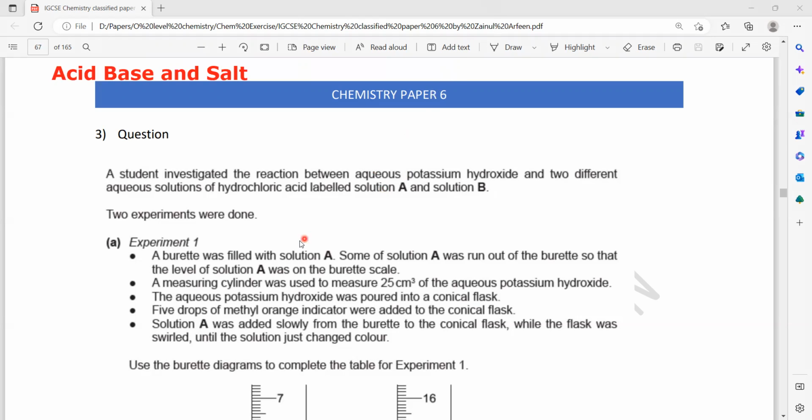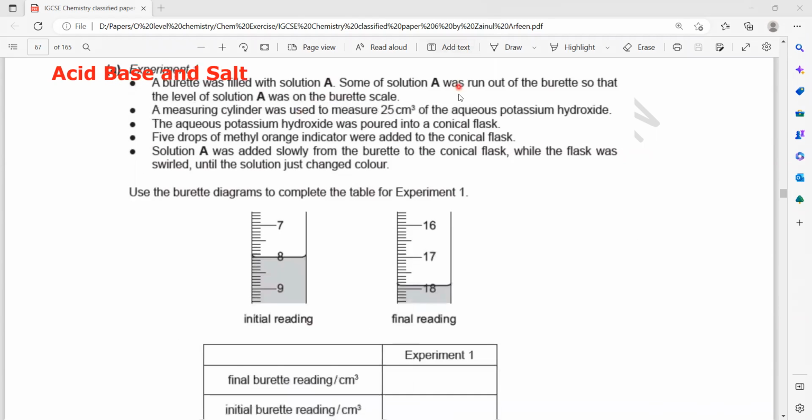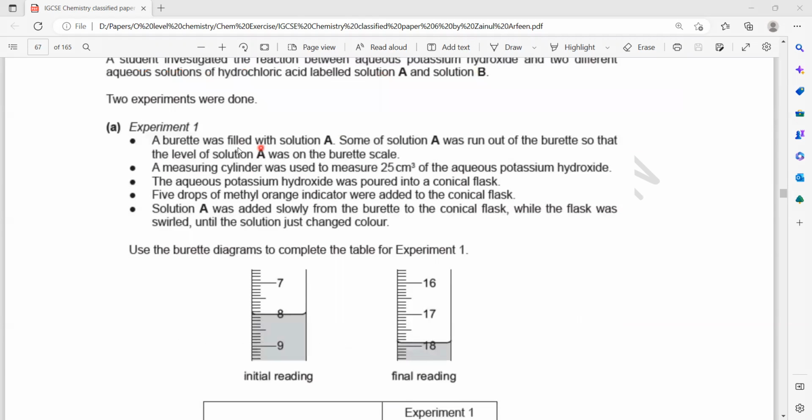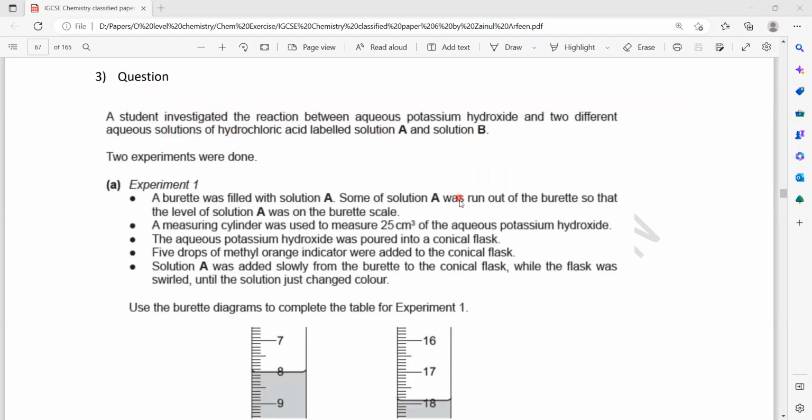Two experiments were done. In the first experiment, a burette was filled with the solution A. So in a burette, we have unknown solution A. Some of the solution was run out from the burette so that the level of solution A was on the burette scale. What is the reason why we run out the solution? So the main reason is to remove the air from the jet.